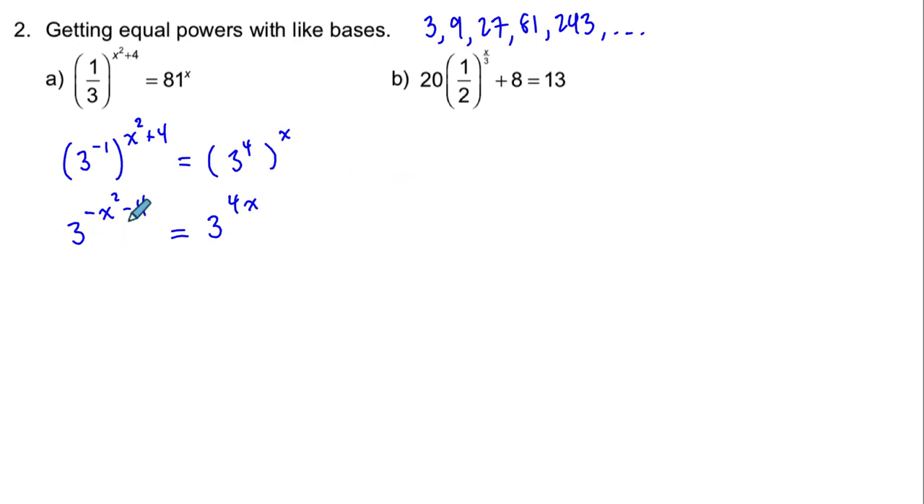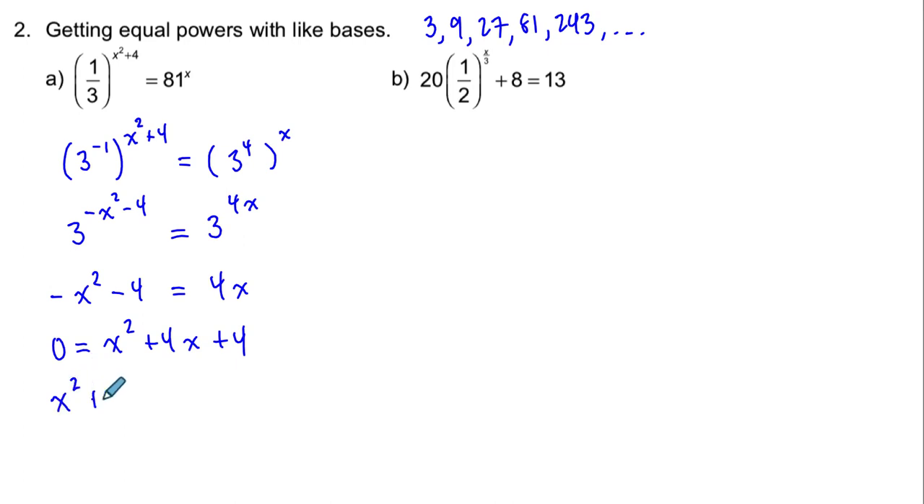Because we have a single power on the left equal to a single power on the right, and the bases are the same, by the one-to-one property we can conclude that the exponents are equal. So we end up with a quadratic equation, and I'm going to take all the terms to the right side by adding x squared and 4. So we get x squared plus 4x plus 4 equal to 0.